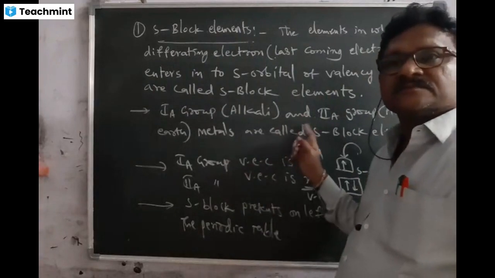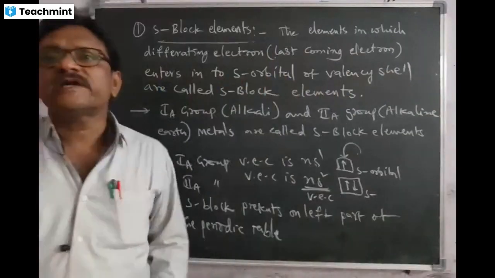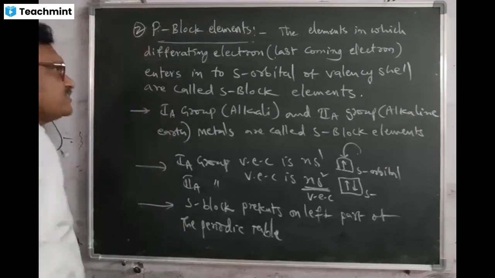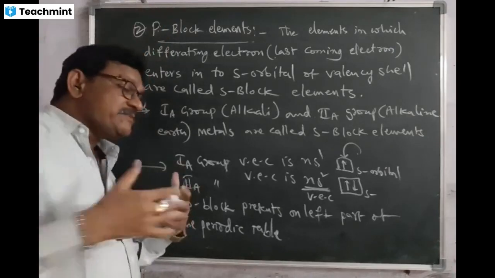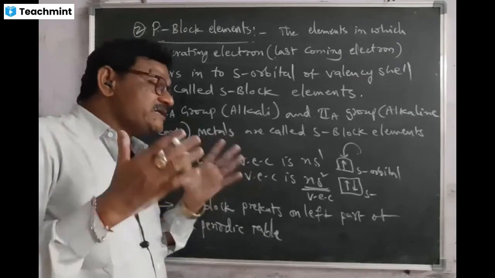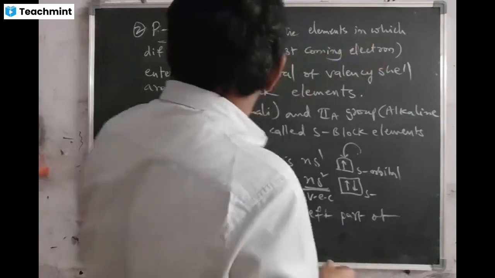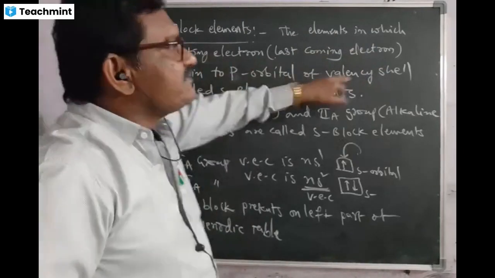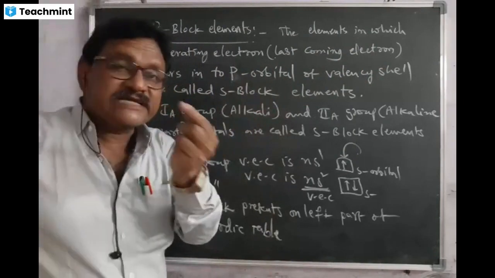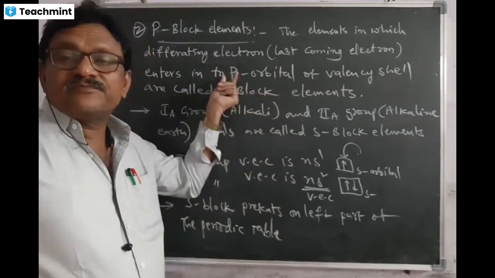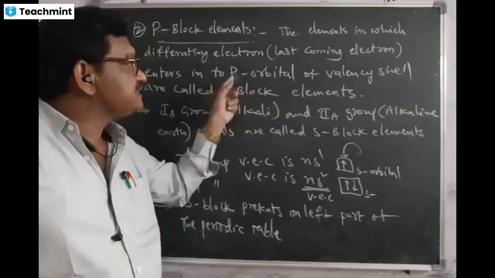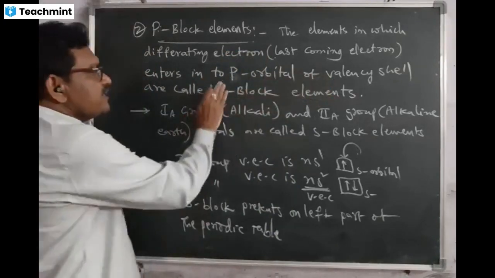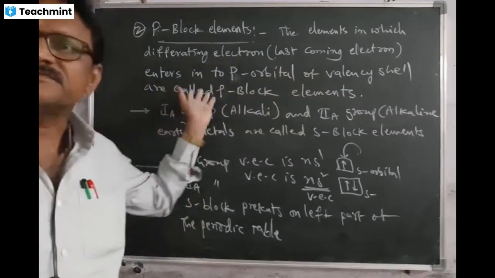Okay, students, have you completed this? After completing S block elements, next see P block elements. Second one, P block elements. Write down P block elements. What do you mean by P block elements? How can you define P block elements? The elements in which the differentiating electron or last coming electron enters into P orbital of a valence shell. A very simple thing, I just change the orbital. Before, S orbital was there; now in place of S I put P. That means the electron enters into P orbital of the valence shell. Then these are called P block elements. Is it clear?